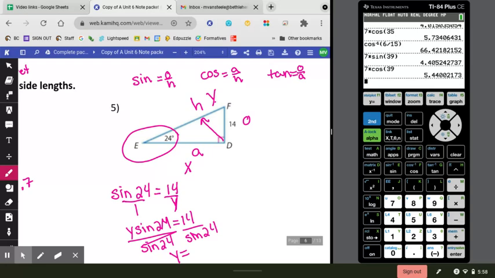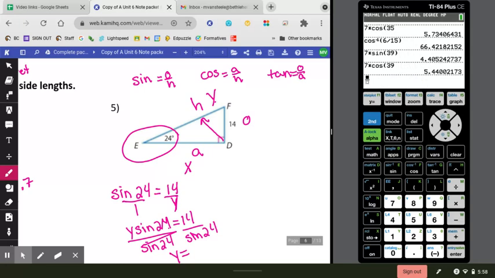So the sine of 24 is 14 over y. I cross multiplied and had y sine of 24 equals 14. Remember, the sine of 24 is just a number, so I divided both sides by the sine of 24. I do that on my calculator now. I'm going to use the fraction, so alpha y equals fraction 14, denominator sine of 24. That tells me that y is 34.42, rounded to the hundredth.